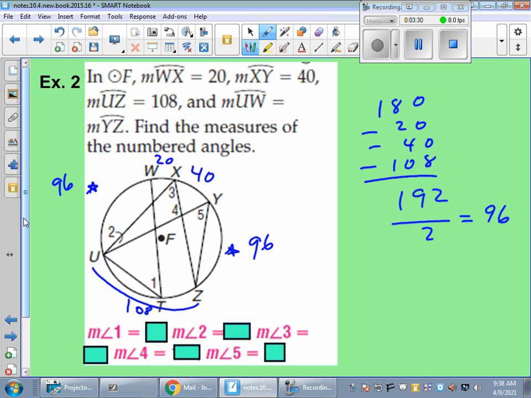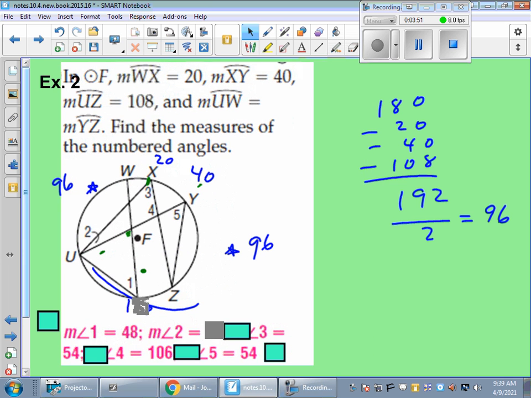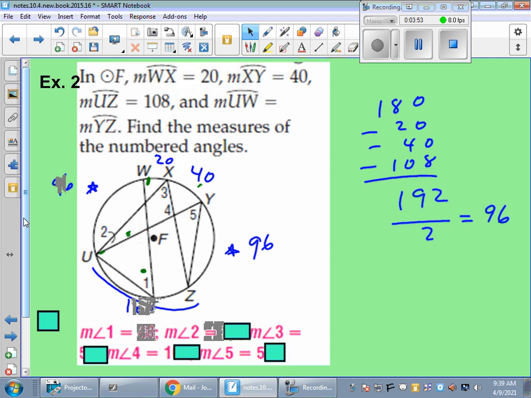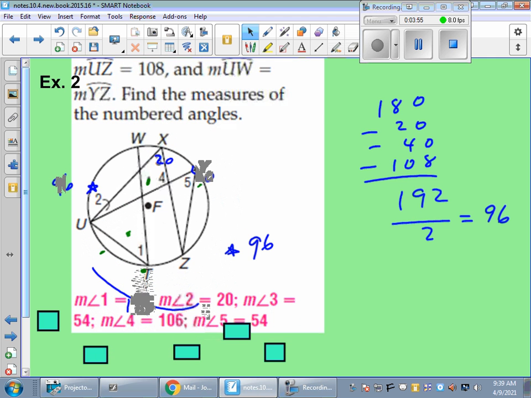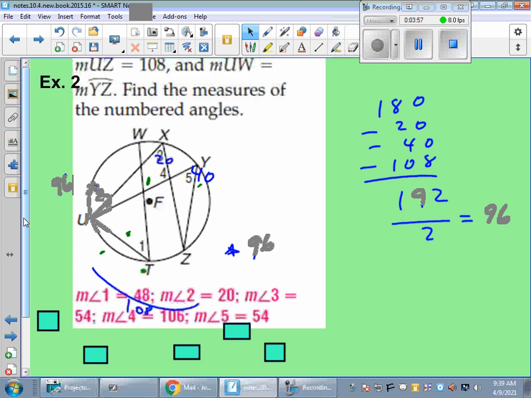So now again, we have to go and find inscribed angles and see what we have. So here's angle 1 right here. So if you go across over here, angle 1 is going to be half of that 96. That gets you 48. Find angle 2. Here's angle 2 right here. Go across. We're going to take half of that 40. Whoa! Slid everything over. That's going to give you 20.